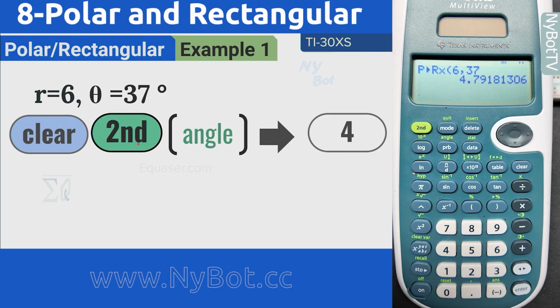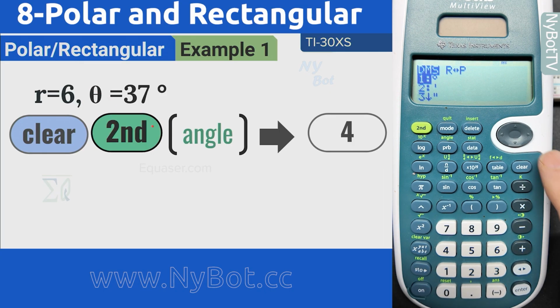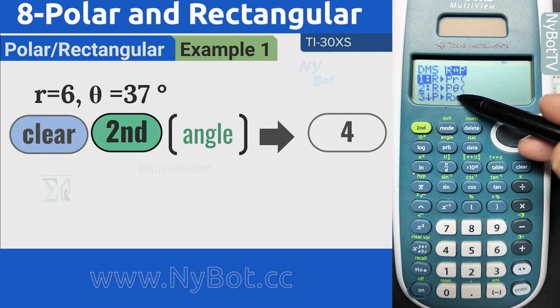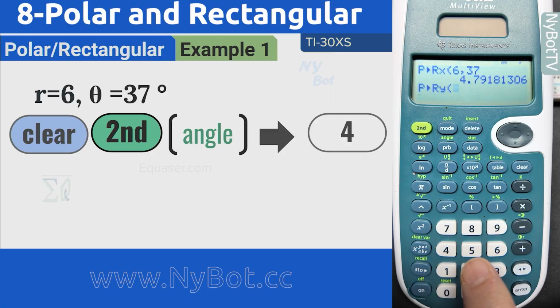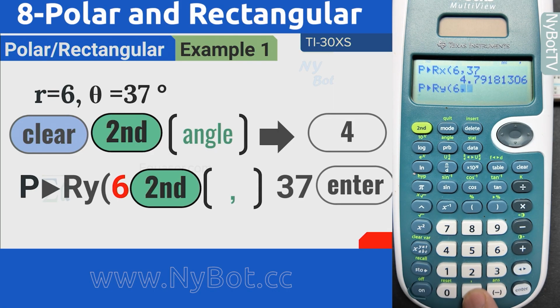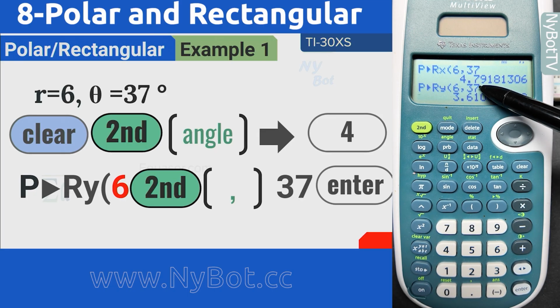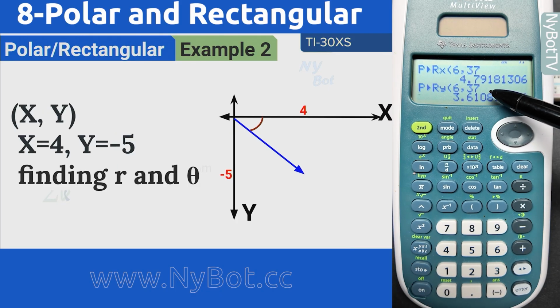Now I'm not going to press clear. Let's just continue getting the Y value: second function, this, go to the right, and this time 4, which is below this. I'm going to just press 4, and then 6, shift, comma, 37, and then press equal. So this is our X value, and this is our Y value for that plot.